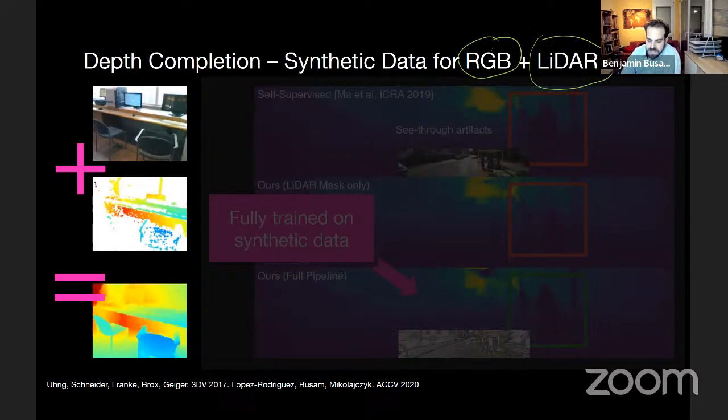LIDAR is basically, as you've seen initially, a sparse, but not as sparse as radar, point cloud measurement that can be projected on top of the RGB image. And the task here, which is typically called depth completion, is the task of fusing the sparse signal to densify the full depth map based on the RGB.